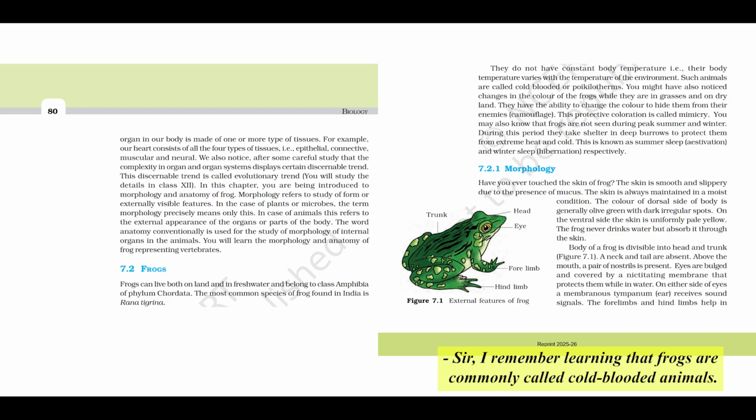Sir, I remember learning that frogs are commonly called cold-blooded animals. What does that term mean precisely in an exam context? And what are its direct implications for the frog's biology and behavior?